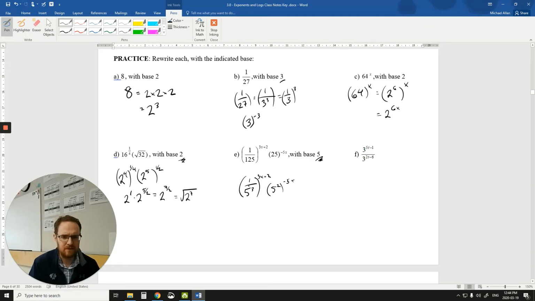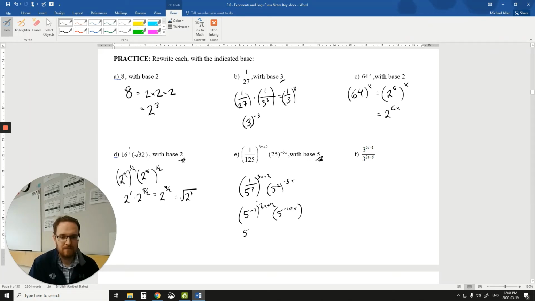Then we're going to apply some of our rules like we had up here. This is going to be the same thing. I'm just going to take the reciprocal of that and change the exponent to negative. So this turns into 5 to the power of negative 3, and then I have 3x plus 2. And this one I'm just going to apply the power of a power rule. So that's 5 to the negative 10x.